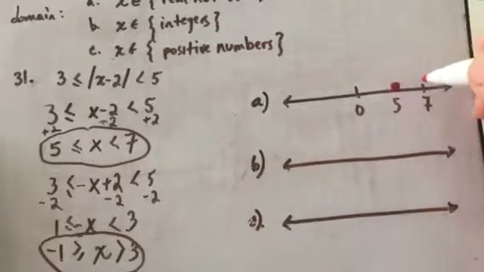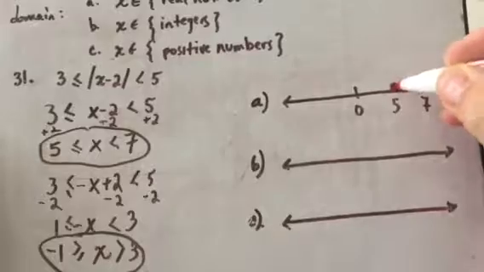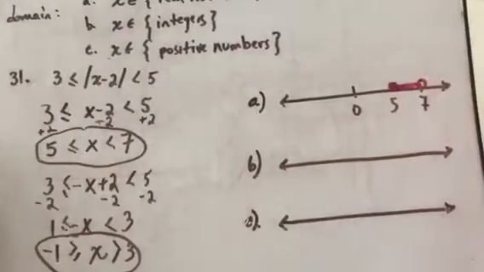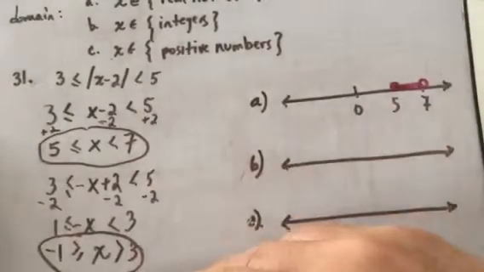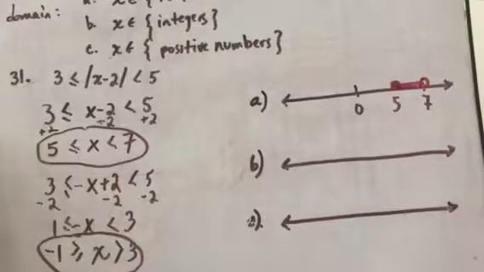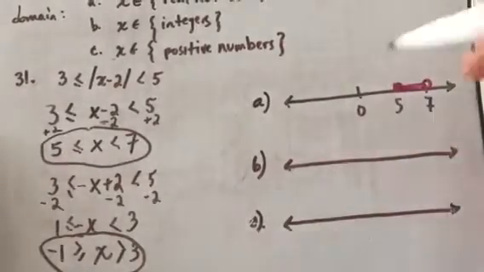We'll shade in 5, but we'll keep 7 open, and we'll shade everything in between. Those are solutions to that. And this one down here, x is less than or equal to negative 1. So where's negative 1? Negative 1 is over here.